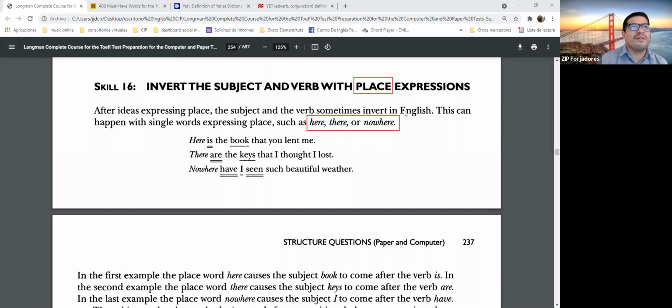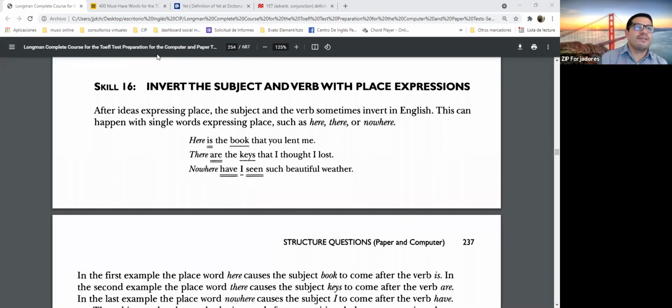So for example, in this one we have here, which is a place expression, and here we are going to invert the subject and the verb. Here is the verb, sorry, and the book is the subject. And in the second one, are is the verb, the kiss is the subject, have is the verb, I is the subject, and seen is part of the present perfect, that is, have seen, right? But not only when we start with place expressions here, there, and nowhere.